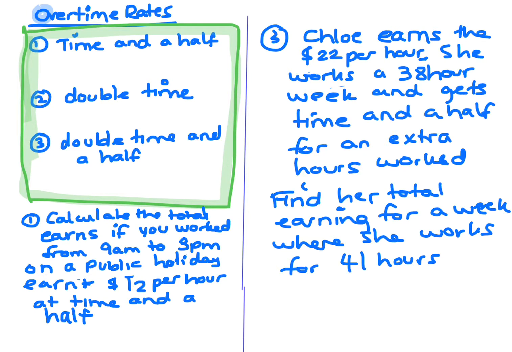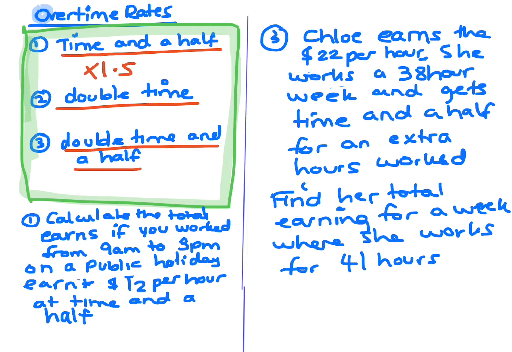Okay, so overtime rates. Overtime rates are paid on any extra hours that you've worked. Also on public holidays, you can get paid overtime. What that means is if you get paid time and a half, you get paid 1.5 times your normal income.